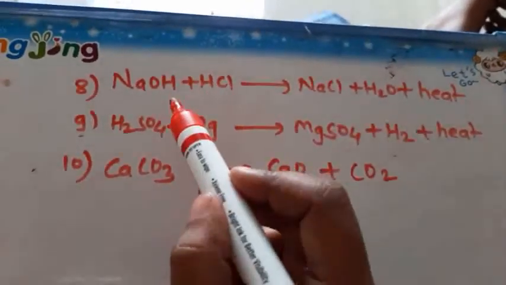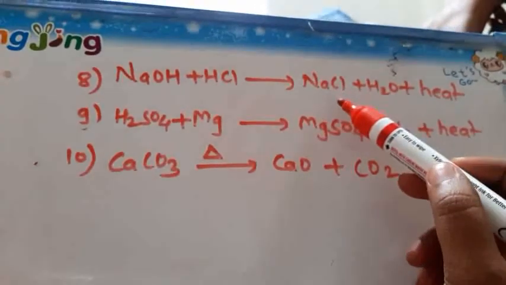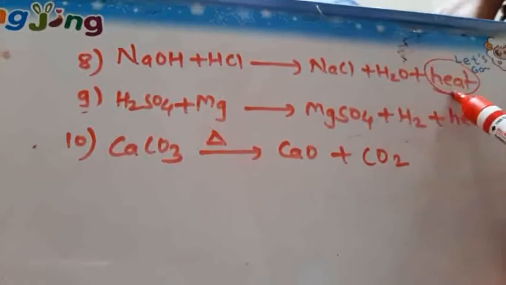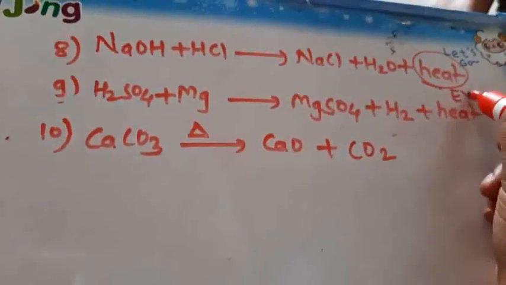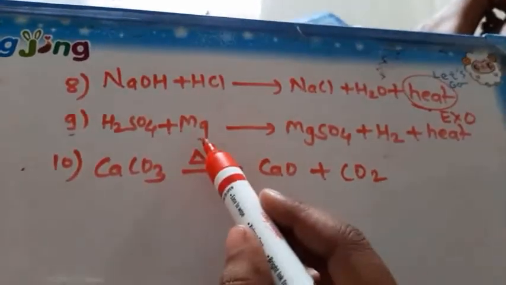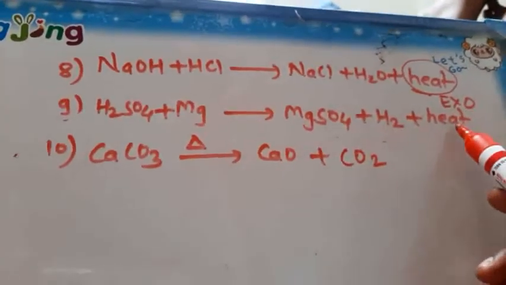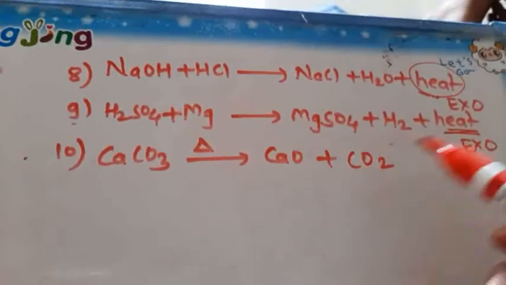Next example is when sodium hydroxide reacts with HCl gas, products are sodium chloride, water and heat. As heat is given out as a product, it will be exothermic. Next is H2SO4 plus magnesium gives MgSO4 plus H2 plus heat. Here also heat is given out, so this is also exothermic.